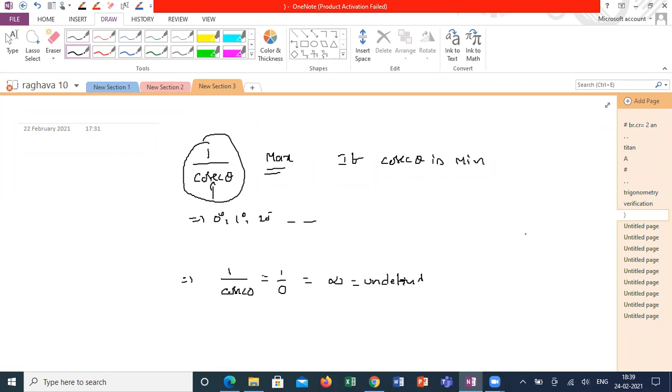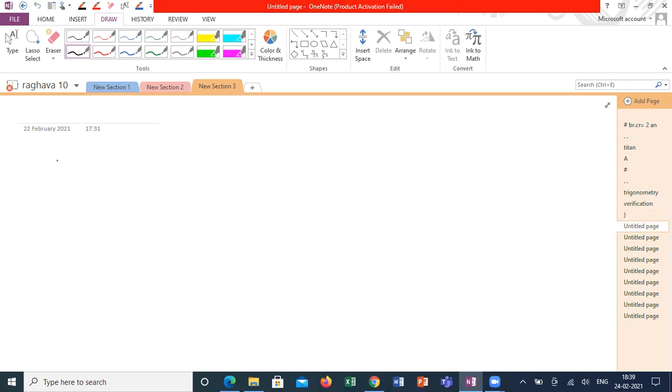Guys, is it clear? Sir, I didn't understand. You didn't get? No. The question is, find the maximum value of 1 by cosecant theta. What is this meaning? Guys, what is this meaning?